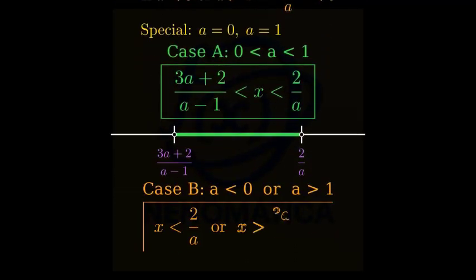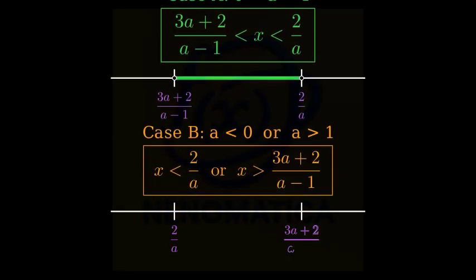Case B. If a is less than 0 or a is greater than 1, then the constant factor is negative. That flips the sign pattern. So the rational expression is negative outside the two critical points. For these values, R2 sits to the left and R1 to the right, and the solution is x less than 2 over a, or x greater than open parenthesis 3a plus 2 close parenthesis over a minus 1.